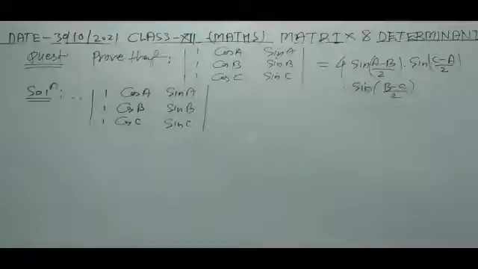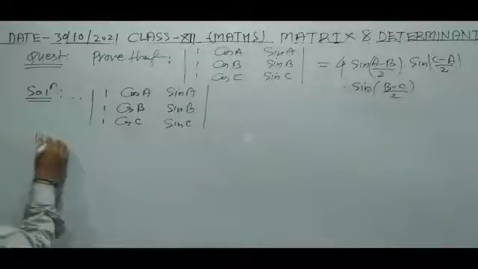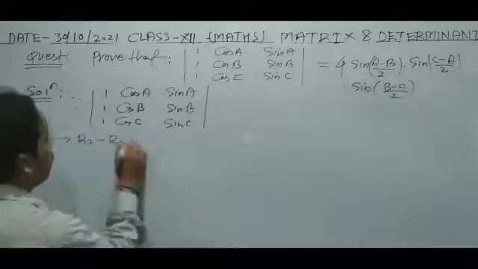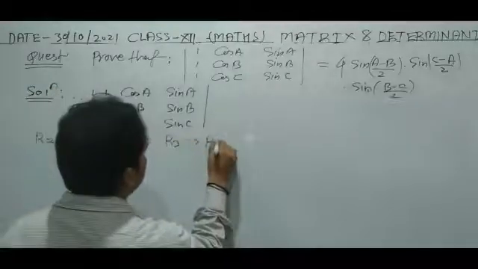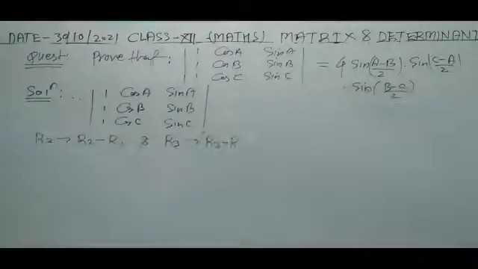Suppose we apply R2 minus R1 and R3 minus R1. So R2 tends to R2 minus R1 and R3 tends to R3 minus R1. These both operations we are going to apply. Now the result.